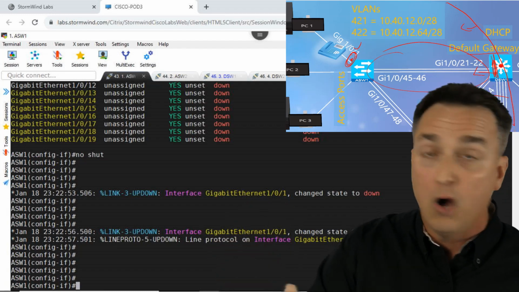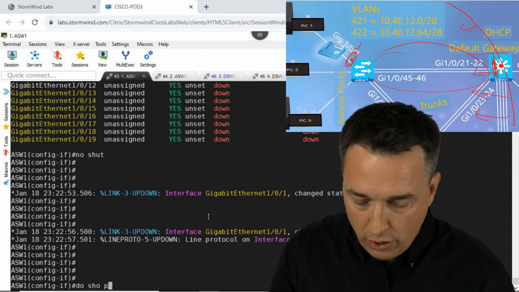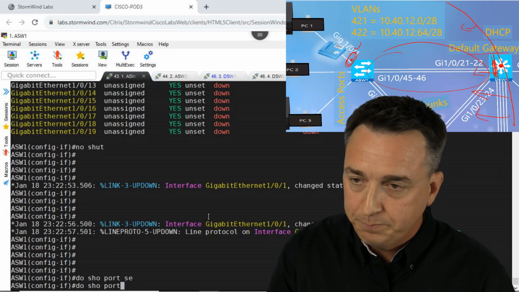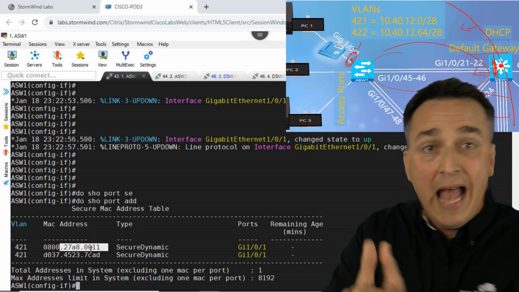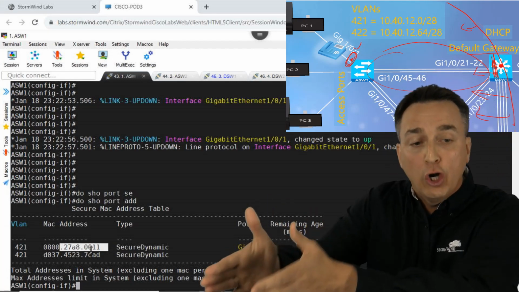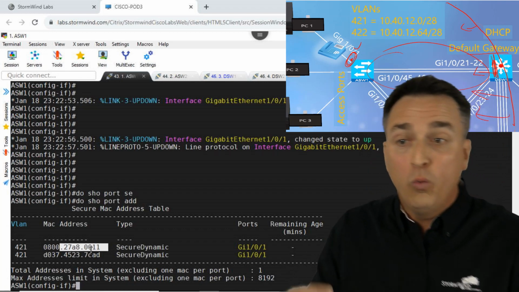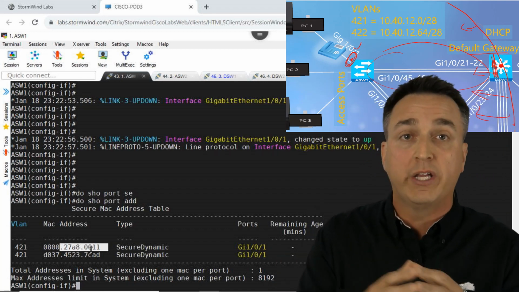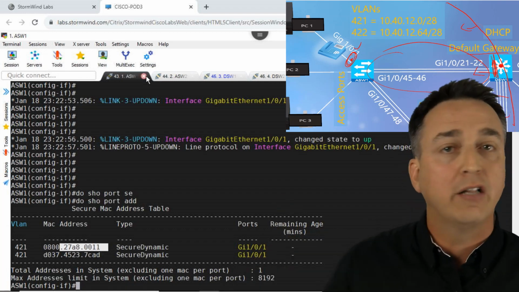We need connectivity. Are we learning the MAC address? Let's check that out now. Do show port security address. Look at that. We have it now. We have an address in the table, learned dynamically. And there's the phone's address. So we know that gig 101 is working properly now. So that's good, okay?